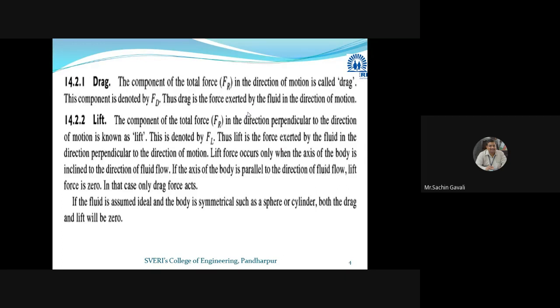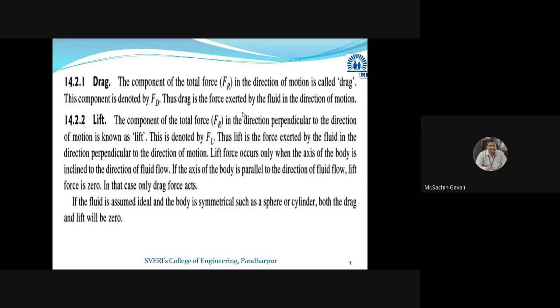Okay. Now write down. This also you write down. The component of total force Fr in the direction of motion is called drag. This component is denoted by Fd. Thus, drag force is exerted by the fluid in the direction of motion. So, drag force is the component of the resultant force in the direction of flow of the fluid.